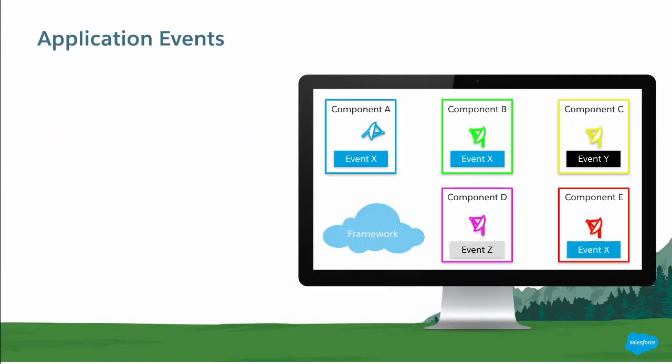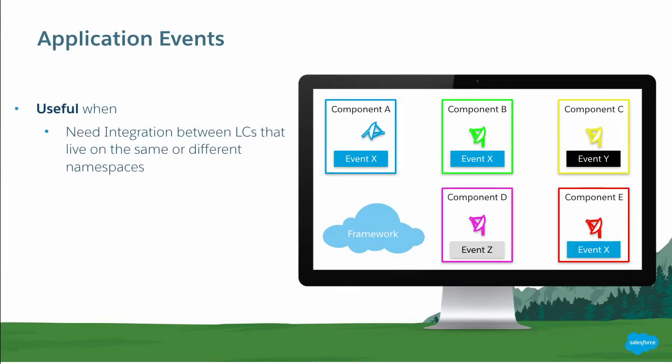All right, so now let's talk about application events. So application events are very useful whenever you need to pass communication or integrate between Lightning components that do not necessarily live in a nested components hierarchy scenario, right? You don't have a parent and child. You just have Lightning components that live on the same level, maybe inside the same parent, or maybe inside the same Lightning page, right? They don't even need to be under the same namespace for you to use application events to send communication or integrate between these Lightning components.